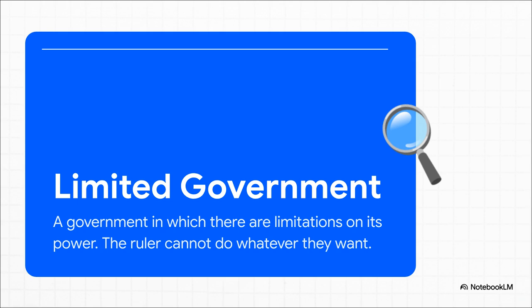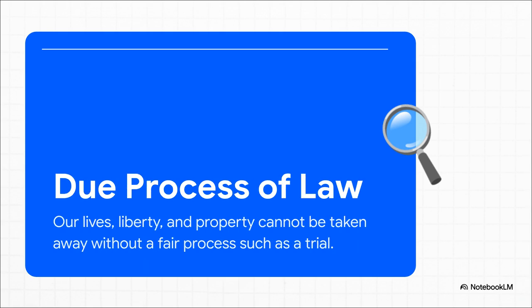An idea born on a field in England over 800 years ago, and it's now a cornerstone of American democracy. The Magna Carta also gave us the idea of due process. This basically means the government has to play by the rules before it can take away your freedom or your property. It can't just toss you in jail because it feels like it. There has to be a fair process, like a trial.